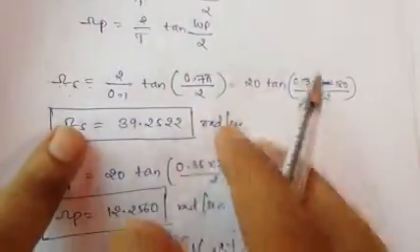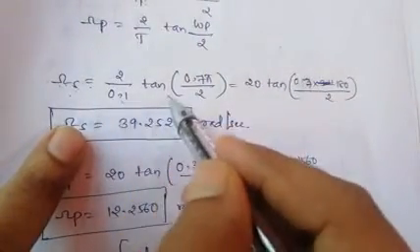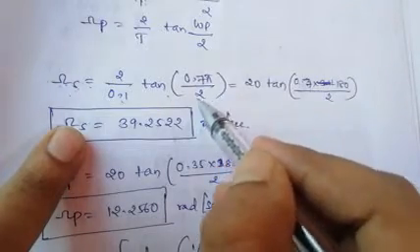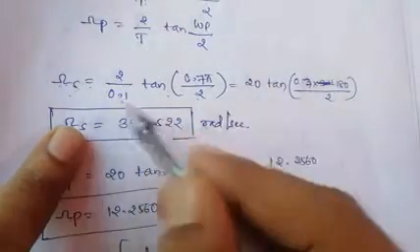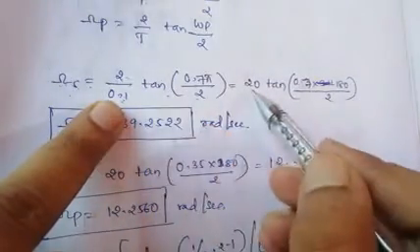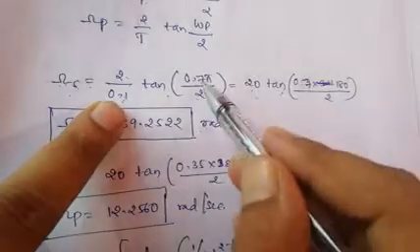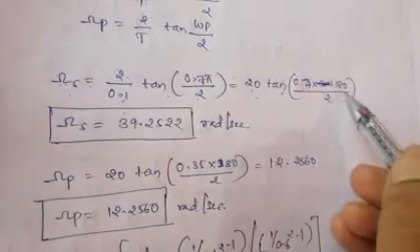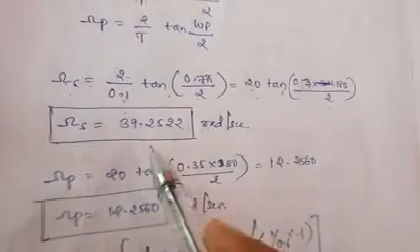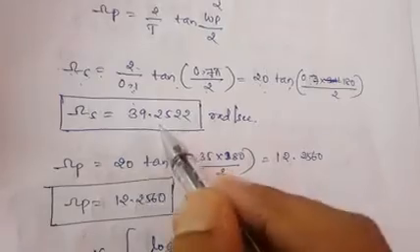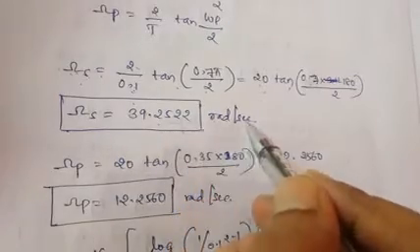So substitute the values. T is given 0.1, omega s is 0.7 pi, divided by 2. Hence 2 by 0.1, that is 1 by 10, 10 will go to the numerator, hence it becomes 20. 20 tan of 0.7 multiplied by pi is 180 degrees, divided by 2. After simplifying, we are getting omega s equal to 39.2522 radians per second.